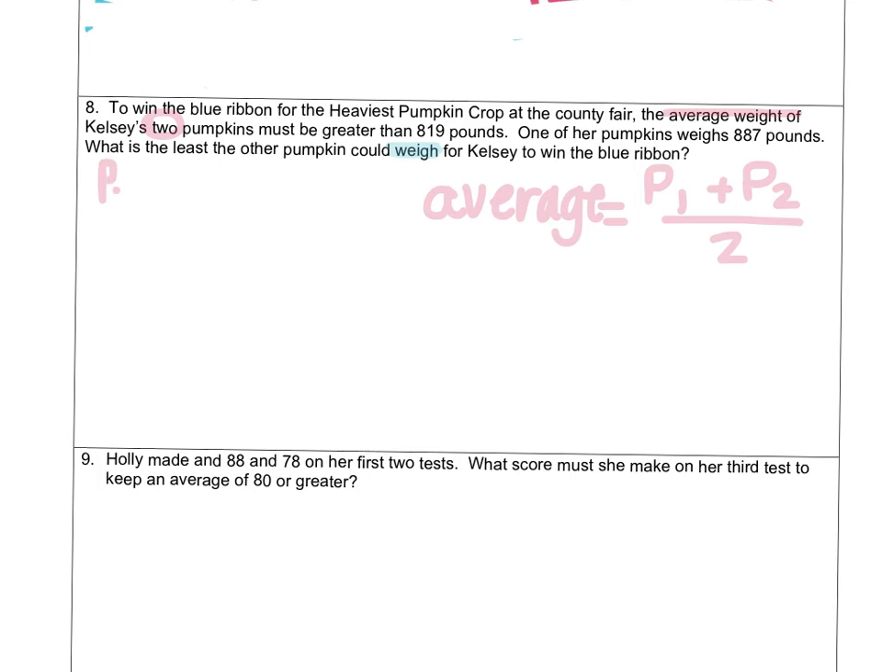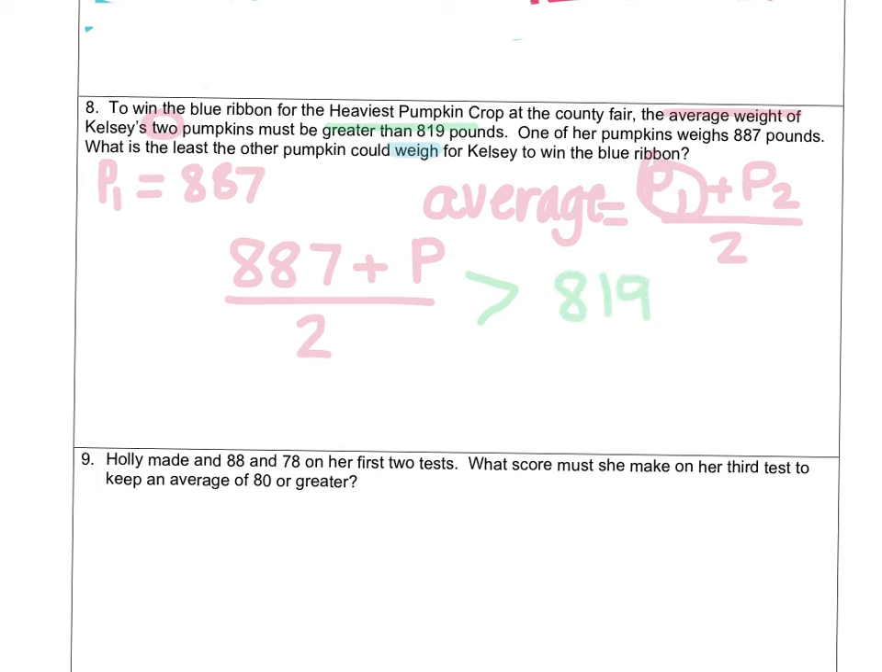Now we know the first pumpkin's weight is 887. We can substitute pumpkin 1 here, and we're trying to find pumpkin 2's weight. So I'm going to put P for pumpkin. I'm going to divide by 2. Now let's go back to the question. The average weight of the 2 pumpkins must be greater than 819 pounds. So that tells me the average weight is greater than 819 pounds.